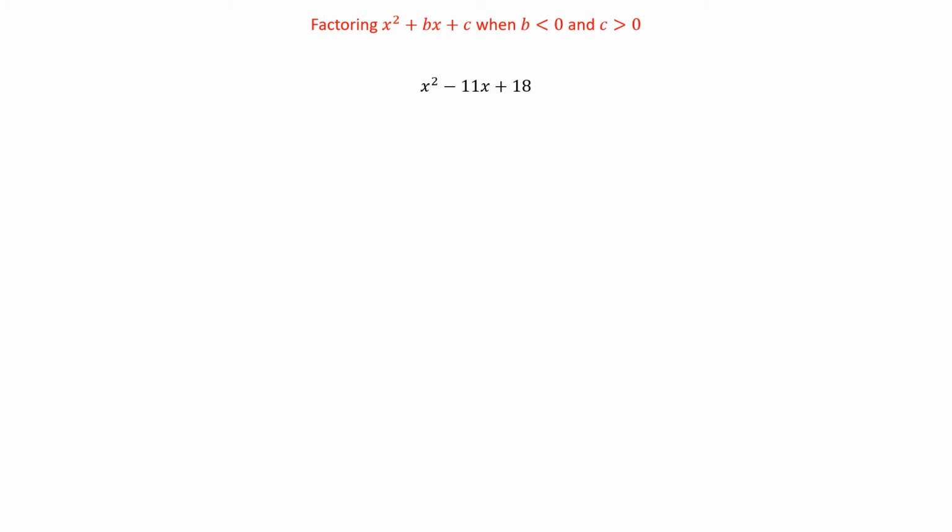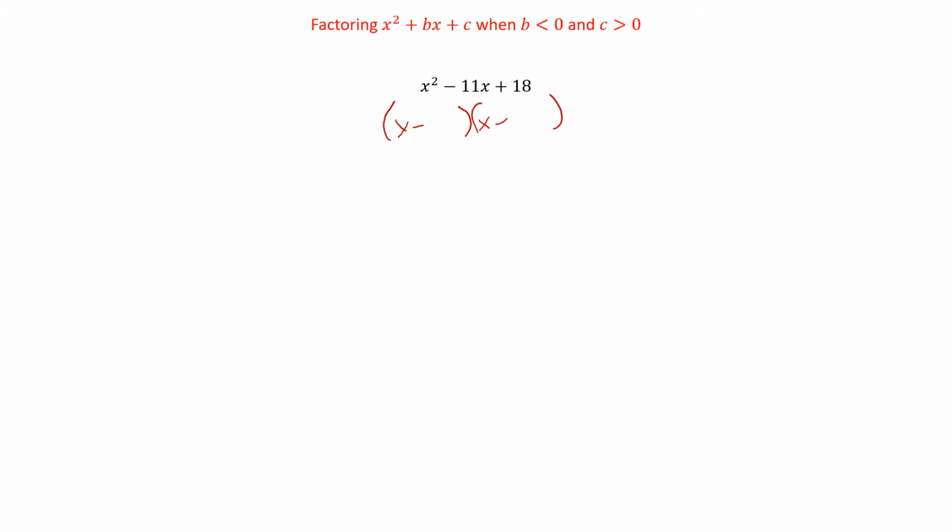If we have a positive and a negative, that will multiply to give us a negative number. A positive and a positive add to give us a positive number. A negative and a negative add to give us a negative number. So this is going to be the same thing that we were just doing, except we're going to have x minus something and x minus something. Now they still have to multiply to give us 18 and add to give us 11.